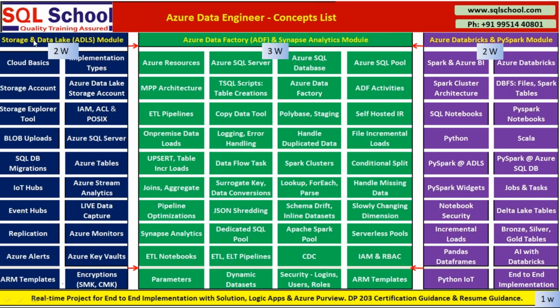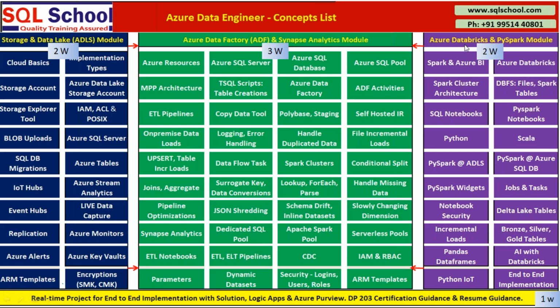We have storage and data lake concepts. That includes storage, migrations, IoT, alerts, Azure Resource Manager, ARM templates, encryptions, key vaults, etc. Then the Data Factory and Synapse module. We have data warehouse, ETL, and analytics. Data Factory activities pertaining to transformations, incremental loads, aggregated loads, CDC, parameters, dynamic datasets, and so on.